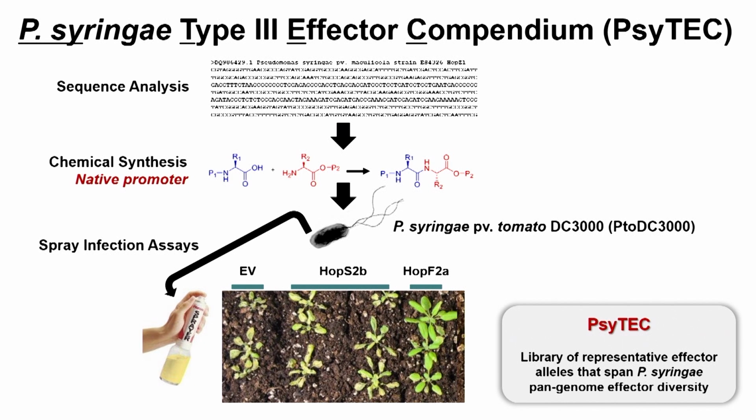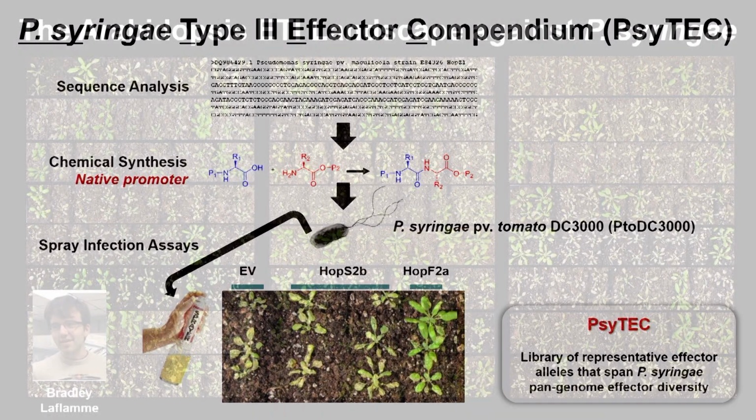So normally, if you spray Arabidopsis plants with PtoDC3000, that's the Pseudomonas syringae strain that we're using, it'll kill the plant over about 5 to 6 days. But if you have an effector that's recognized in a gene-for-gene manner on the host side, it'll protect the plant. As you can see for the HopF2a example here, those plants stay green because of the effector-triggered immune response. So then we could say, okay, now let's screen all our 530 effectors and ask, how many does Arabidopsis recognize?